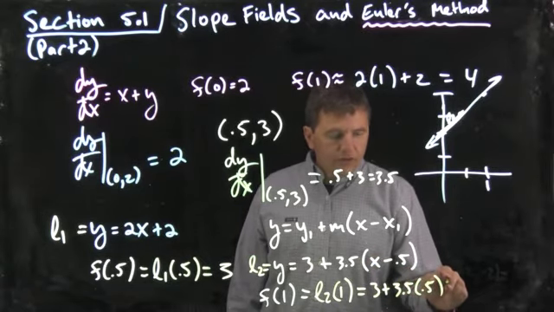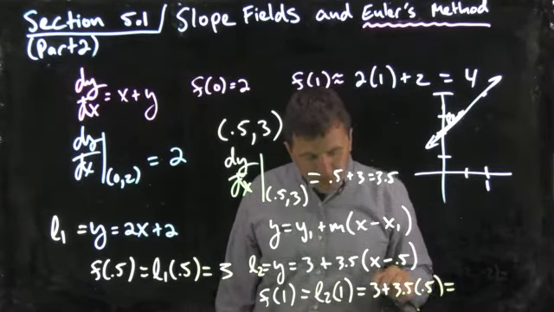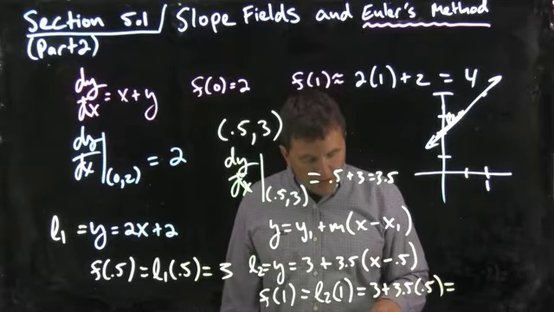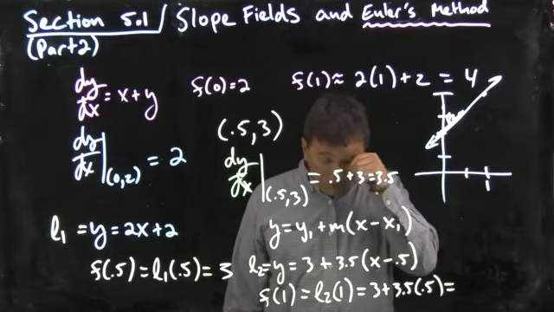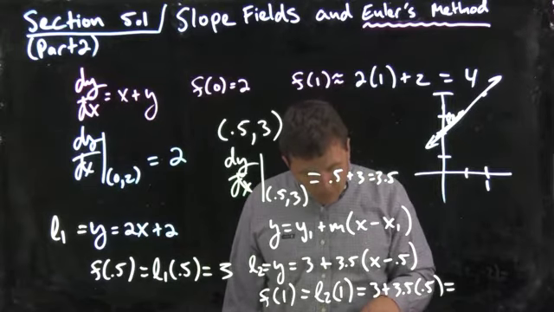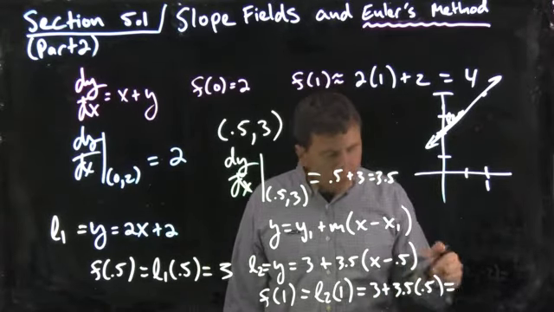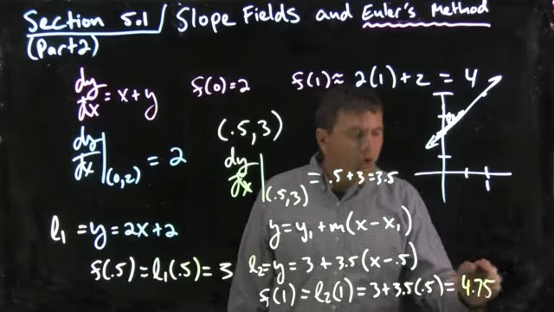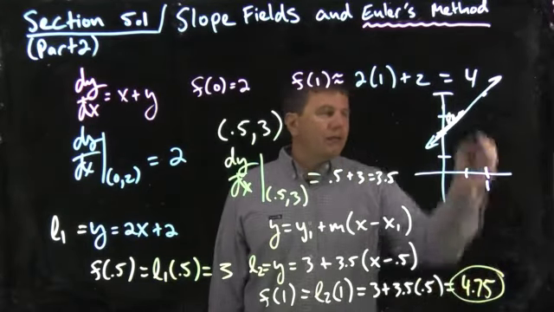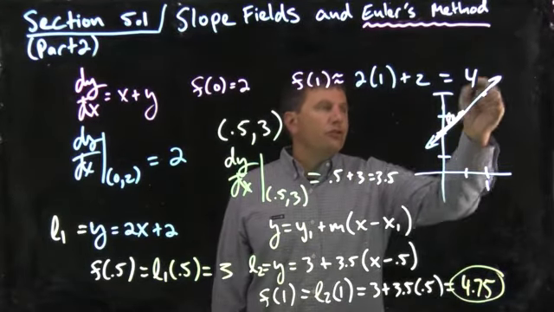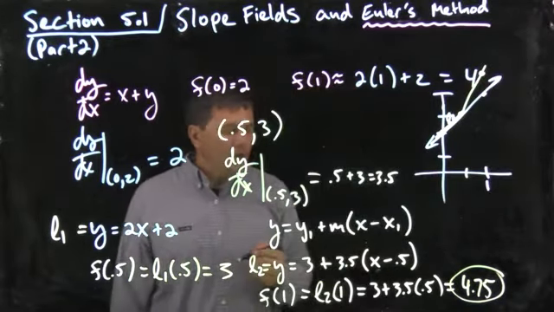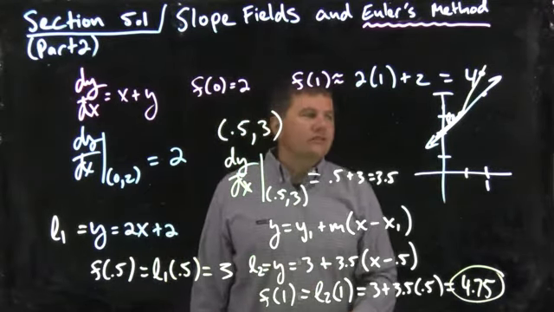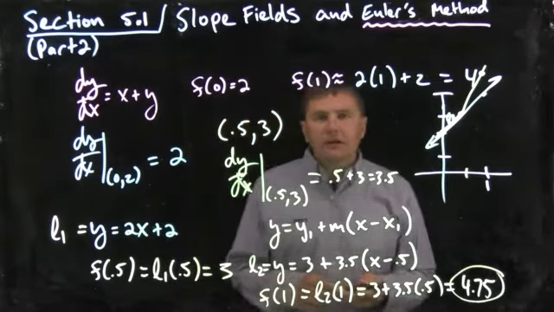So I'm going to grab the calculator here. By the way, when we do this in class, I'm going to show you some calculator tricks that will make this a little bit easier. So this will be 0.5, and this gives us 4.75. So now we have what we would have to assume is a better solution. Now we're writing another tangent line up here, but still not necessarily a great approximation.